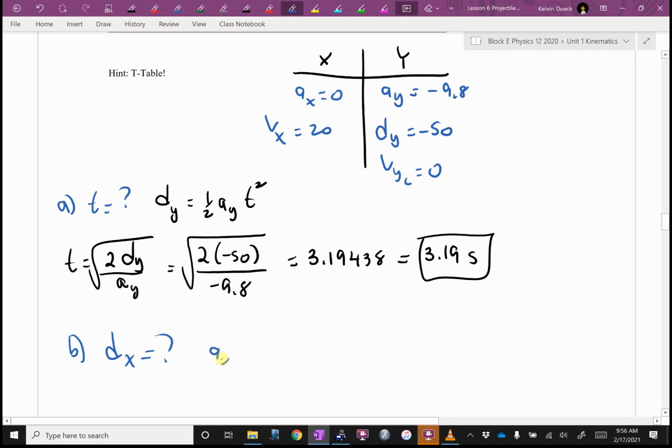Now, I know ax equals 0. I know vx equals 20. That's only two things. I need three things to find the fourth, and I only know two things. Or do I? Oh, time is a scalar, and it can go in either question. And the amount of time it takes for it to fall down is exactly the same amount of time it has to travel sideways? Yes. T equals, I'll write 3.19, but you know I'm using my answer button. I'm looking for an equation that has a D, an A, a V, and a T in it. There is one.